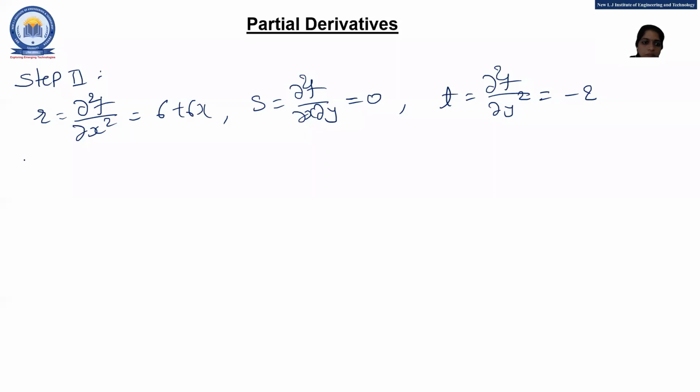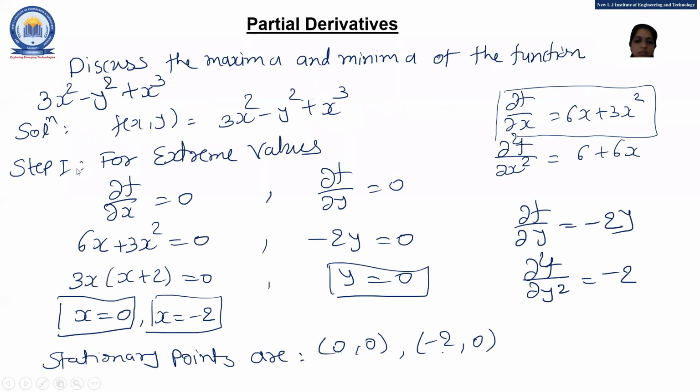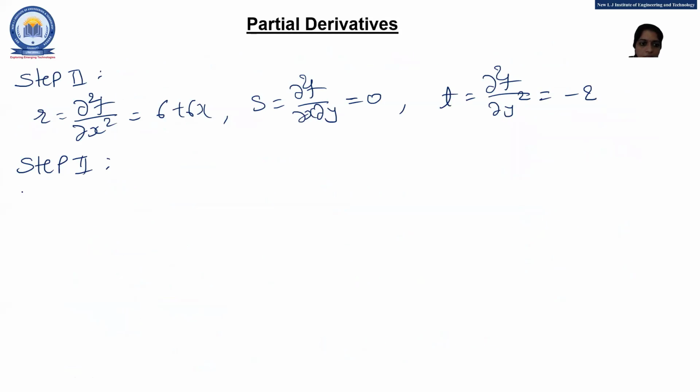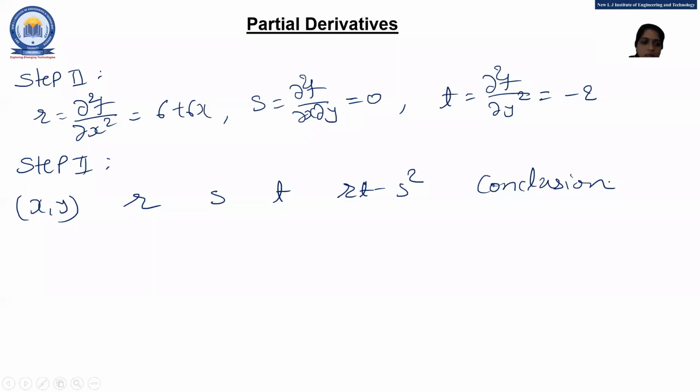Now for step 3, okay. We have two stationary points, right? One is 0, 0 and the other is -2, 0. So I am making one table here, that is x, y, then R, S, T, then RT minus S square, and the last one is the conclusion. This xy is the stationary points. As we have two stationary points, 0, 0 and -2, 0, I am putting them here, right?